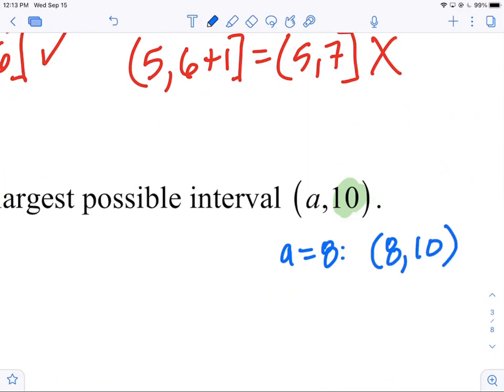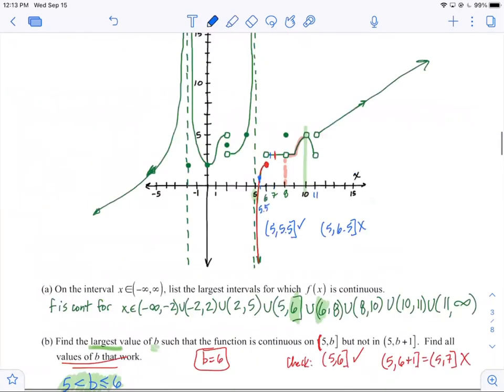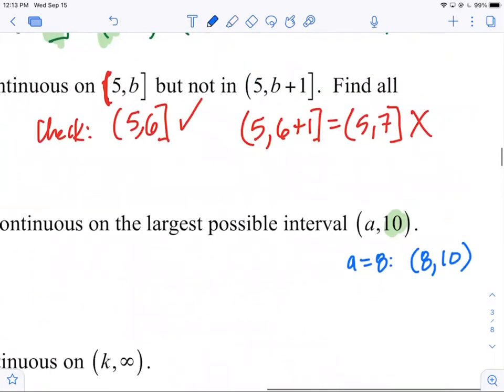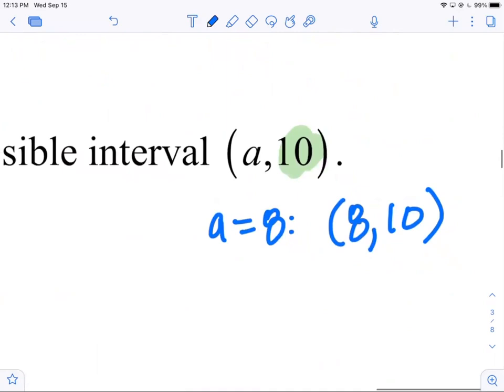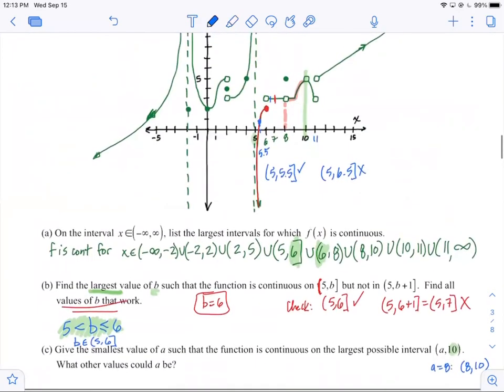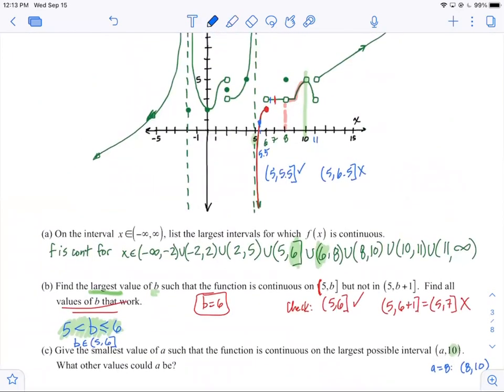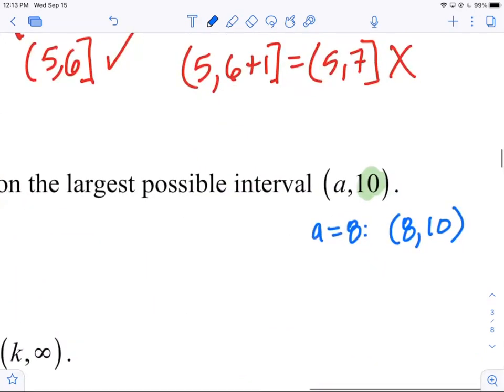a can't be smaller than 8 because then that spans the jump, or it spans the hole in this case. Yeah, it spans the hole, and it won't be continuous on the open interval anymore. And thank goodness both of those were open parentheses, right? Because neither one of those graphs goes into the knot at the end or the bridge at the end.